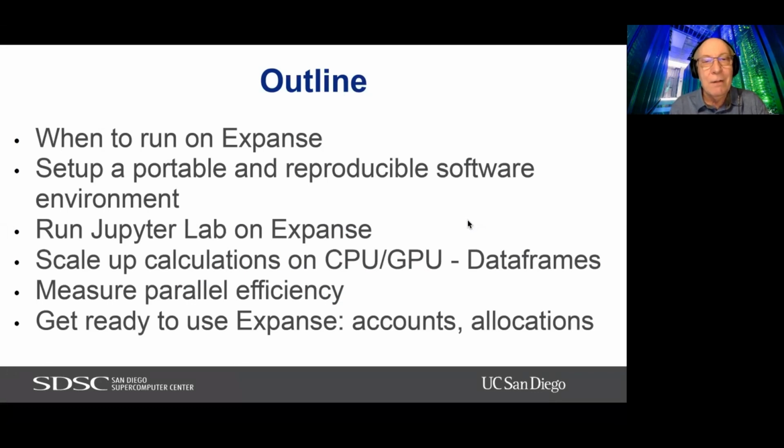We're talking about how to scale up your calculation using multiple CPUs or GPUs. The example we are using is a Python-based example using Python-based data frames. Then we measure parallel efficiency to see how well we're actually using multiple cores. And finally, I'll mention a little more about how you can get an Expanse account yourself.